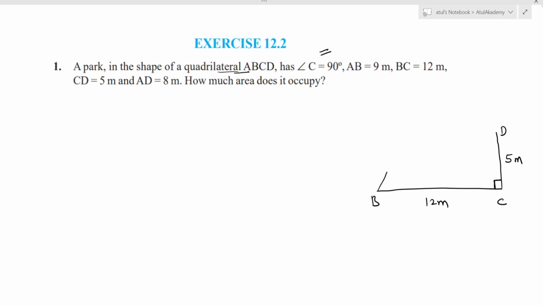Then DA. I need DA also, and AB is 9. So you can make A like this and DA, let's make like this. Okay. So this AB is 9 meter and this DA is 8 meter. I hope this is clear.